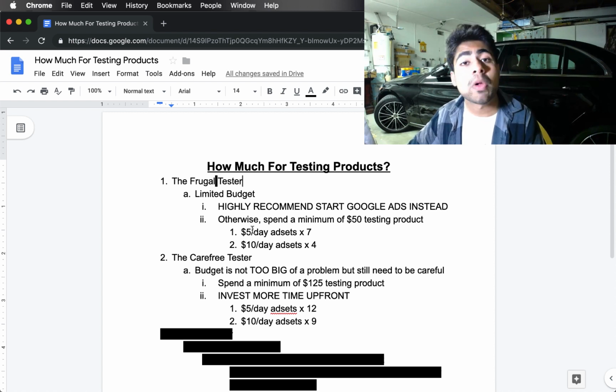What do you do? Well, in this case, what I recommend is that you spend a minimum of $125 testing the product. But one key thing to keep in mind if you're part of this category is do not go crazy testing products, because you're gonna run through all of your money pretty quickly if you do. Instead, what you want to do is invest more of your time up front.